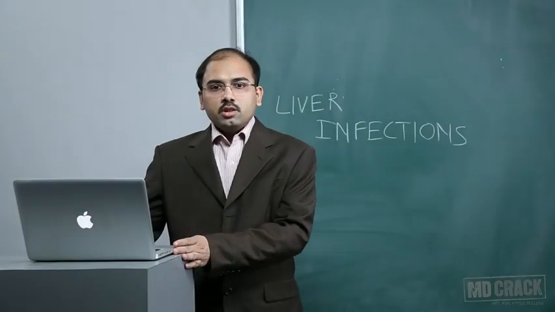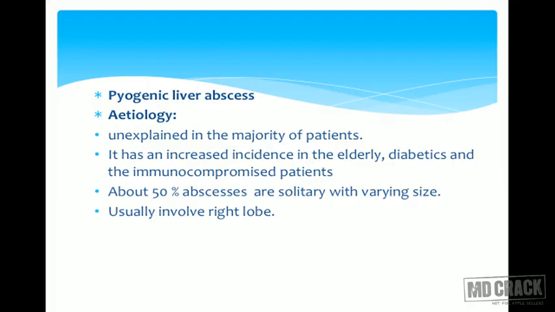Well friends, now we'll see pyogenic liver abscesses. First we'll see etiology. Most of the times etiology is unexplained in majority of the patients. It has increased incidence in elderly people, diabetic people and the immunocompromised patients.